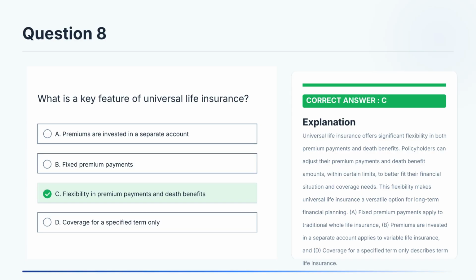A. Fixed premium payments apply to traditional whole life insurance. B. Premiums are invested in a separate account applies to variable life insurance. And D. Coverage for a specified term only describes term life insurance.